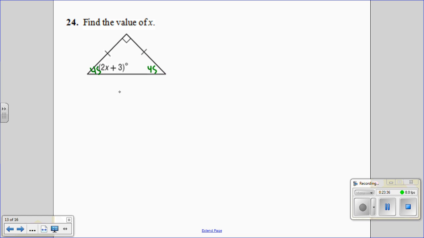So with that being said, I know that 2x plus 3 is going to equal 45. So now I can solve for x. This is one way to solve for x. There's a longer way, but this is the short way. So subtract 3 from both sides. You would have 2x equals 42. Then divide both sides by 2. You would have x equals 21.